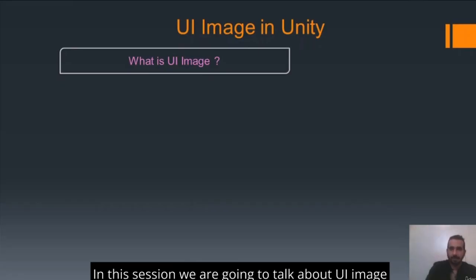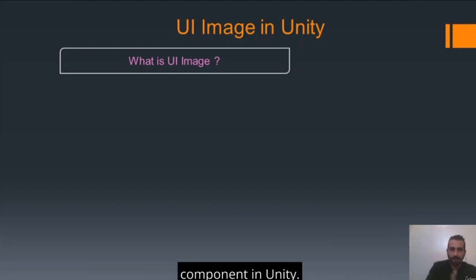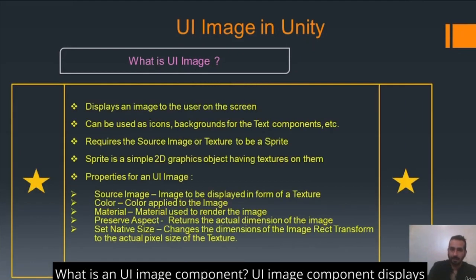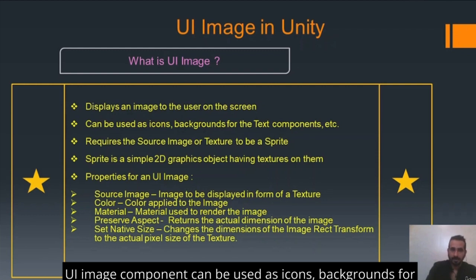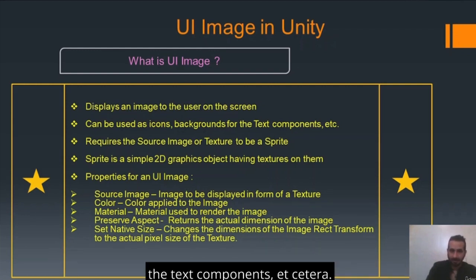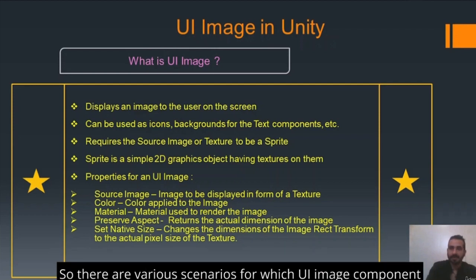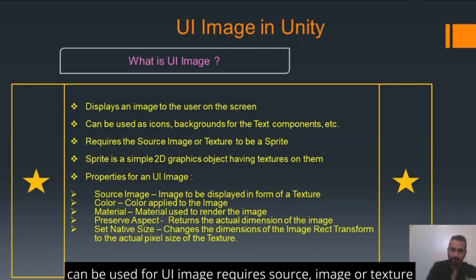In this session, we are going to talk about UI image component in Unity. What is a UI image component? UI image component displays an image to the user on the screen. It can be used as icons, backgrounds for the text components, etc. So there are various scenarios for which UI image component can be used.